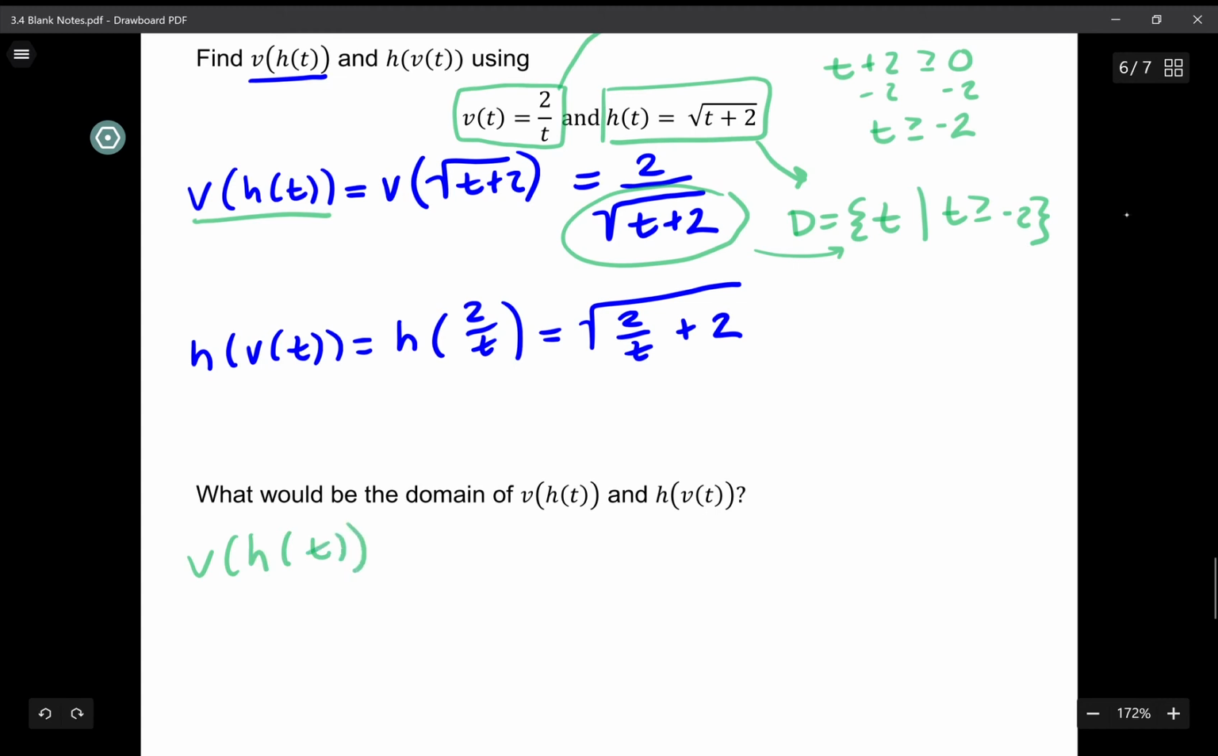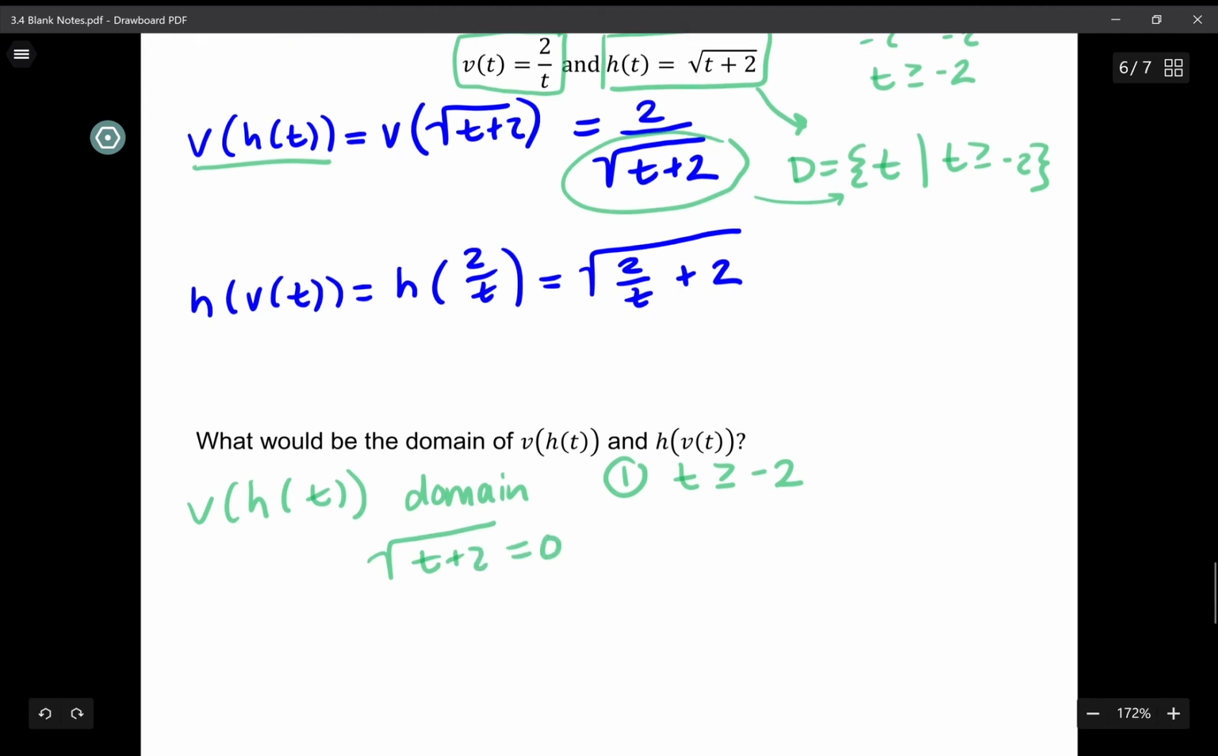So for v of h of t, one thing we need to think about is we need t to be still greater than or equal to negative 2. That's one item. But now we also are dividing, right? Because we still have that v of t function. And we need that denominator to not be equal to 0. Well, when would square root of t plus 2 be equal to 0? Right? When would that happen? Well, if we square both sides, that's when t plus 2 would be equal to 0, or t is equal to negative 2.